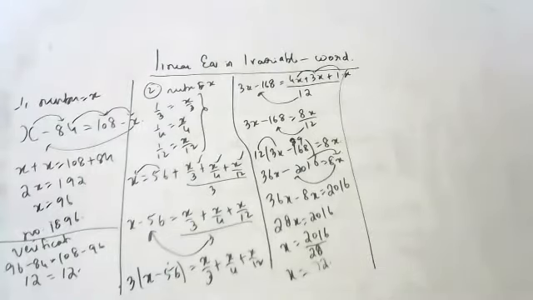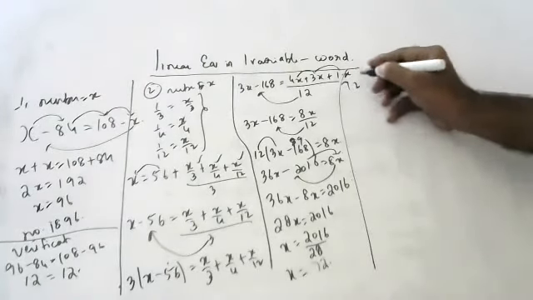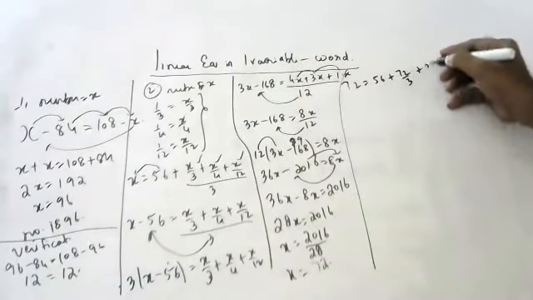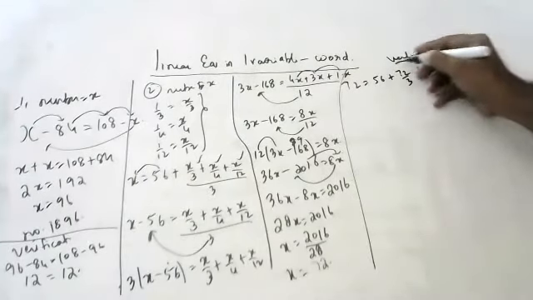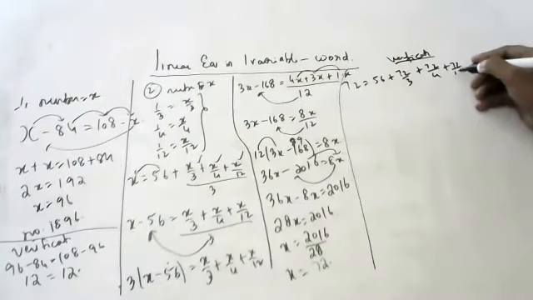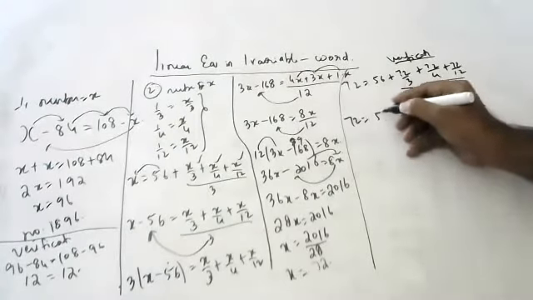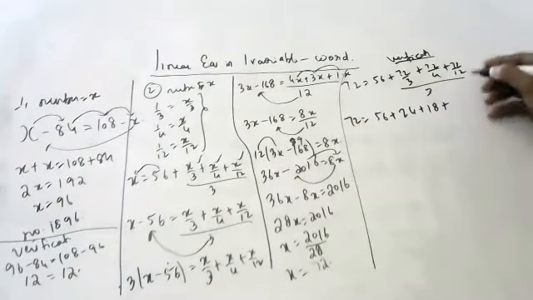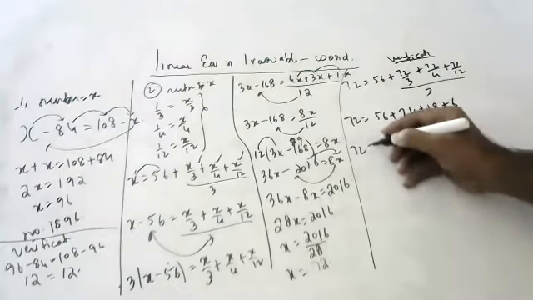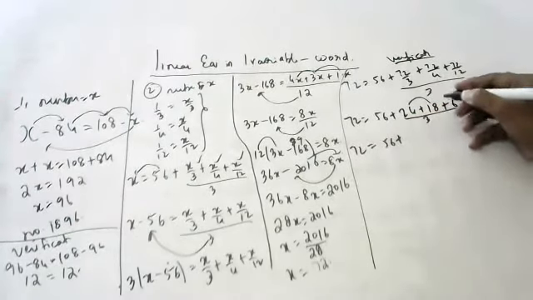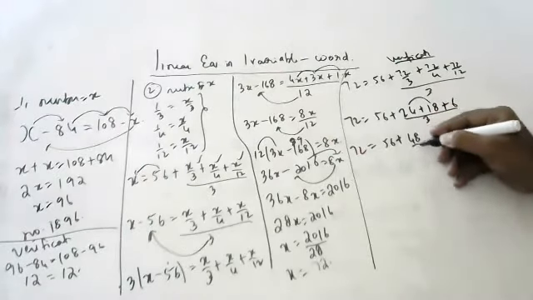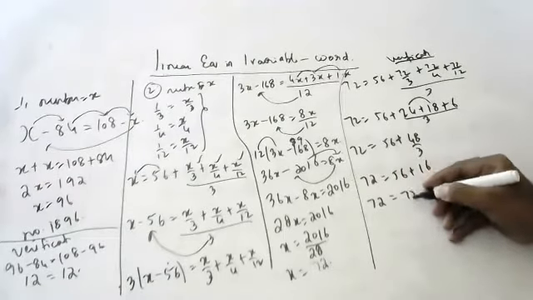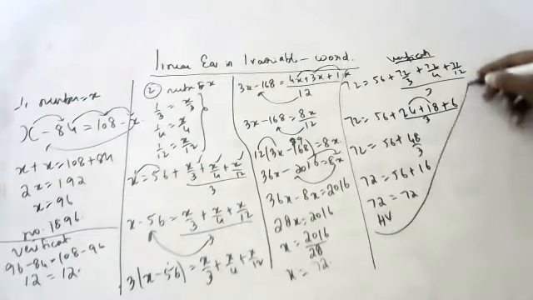Okay, children. Those who want verification: we have to show 72 is equal to 56 plus (72 by 3 plus 72 by 4 plus 72 by 12) by 3. Please check. 72 by 3 is 24, 72 by 4 is 18, 72 by 12 is 6. 24 plus 18 plus 6 is 48. 48 by 3 is 16. 72 is equal to 56 plus 16, so 72 is equal to 72. Hence verified like this. You can do verification whenever you require it.